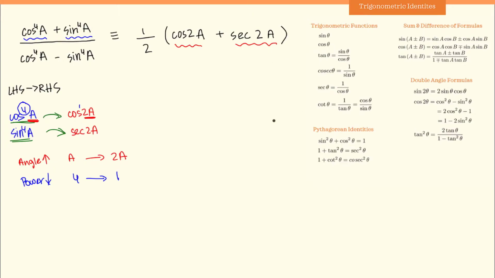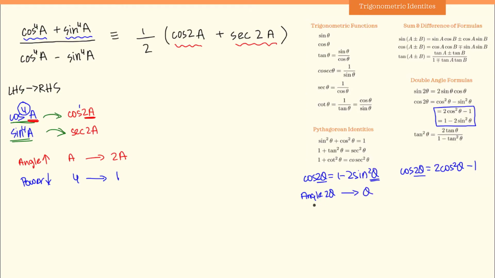And if I look at my formulas, whenever the angle is getting increased or decreased and the power is getting decreased or increased, we use these double angle formulas of cosine of 2a. So if I rewrite my formulas over here, the first formula is cosine of 2 theta is equal to 2 cosine square theta minus 1, and the second is cosine of 2 theta is equal to 1 minus 2 sine square theta. In both of these formulas, on the left hand side I have 2 theta and on the right hand side theta, so the angle is getting decreased.